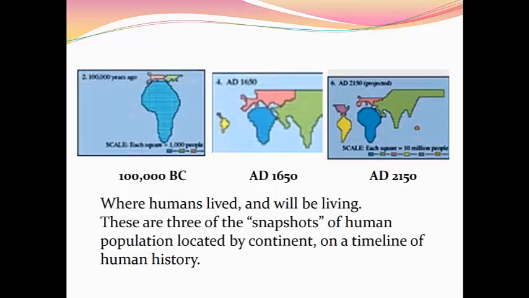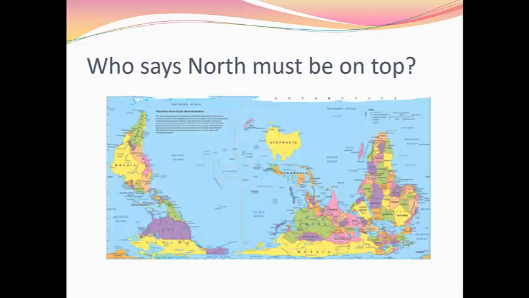Another example, who says the North must be on top? If we tend to think that things that are bigger are more important, if we tend to think that things that are on top are more important, then maybe we need to flip our map upside down to change the way that we view the world.